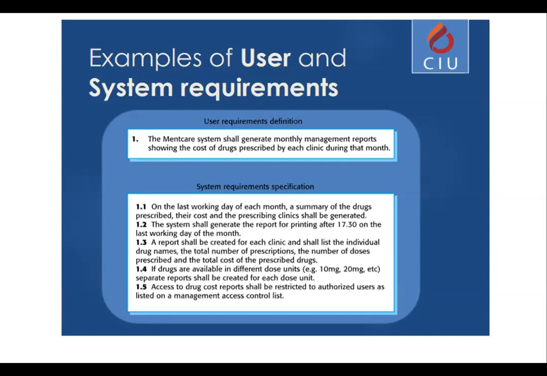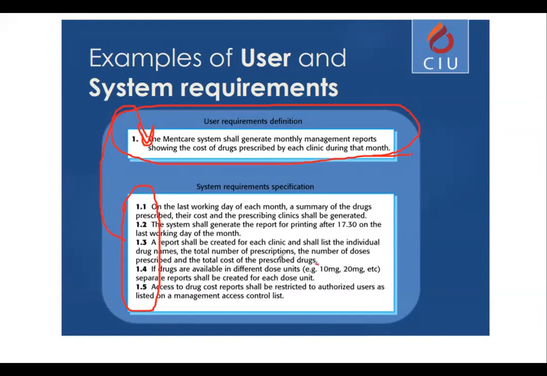particularly the user requirements. When you break this down into system requirements, they will give you an analysis, a detail about this requirement. So whenever we generate 5 system requirements, they actually come from this specific user requirement. And every one of them breaks down the main user requirement into multiple system requirements. So for example, a report shall be created for each clinic and shall list the individual names, total number of prescriptions, the number of doses, and the total cost of the drug.